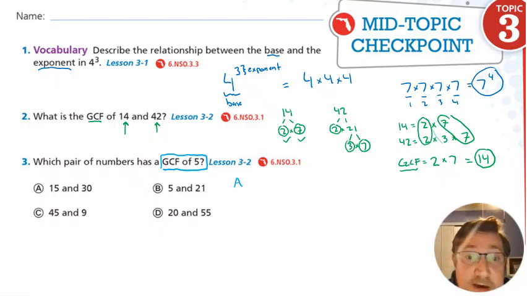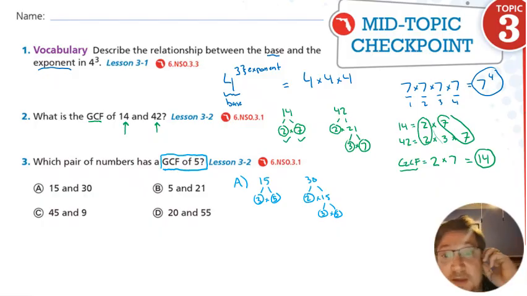So start with A, 15 and 30. I know 15 is 3 times 5. 3 is prime, 5 is prime. I know 30 is 2 times 15. 2 is prime. And 15 is 3 times 5 again.